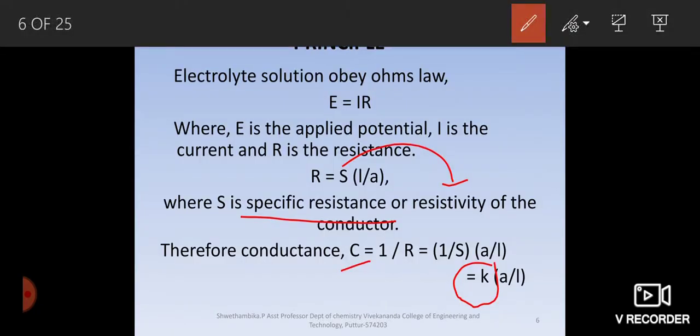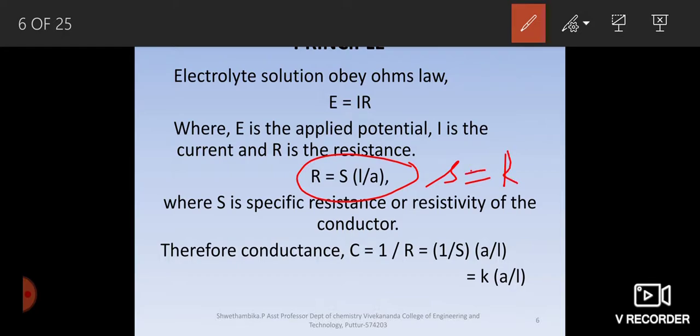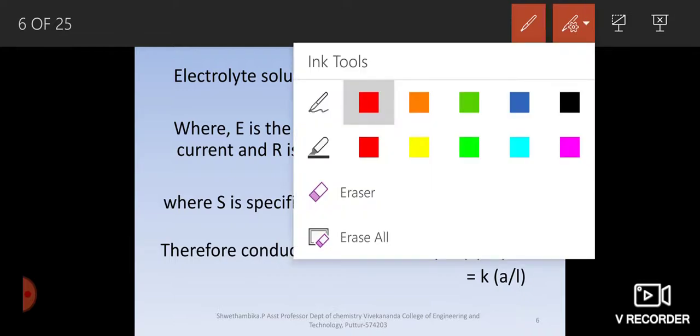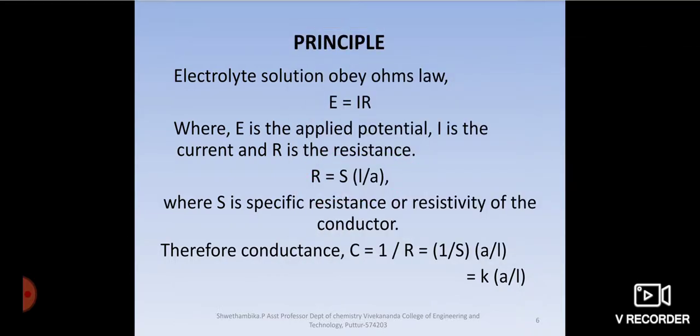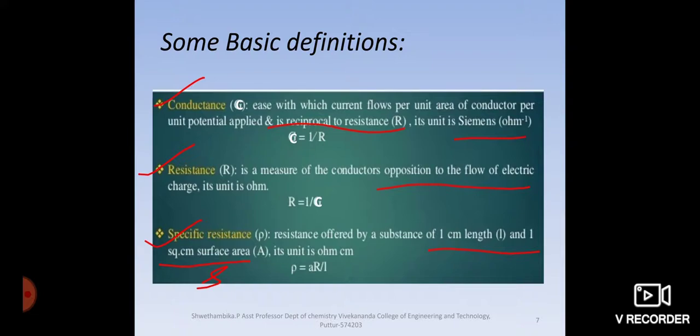Here, if you rearrange this particular formula, we get S is equal to R into A by L. So this says S is R into A by L. Suppose now area is unity and length is unity, then S is equal to R. That is what is stated here as a statement: specific resistance is nothing but the resistance offered by a substance of unit length and unit area.